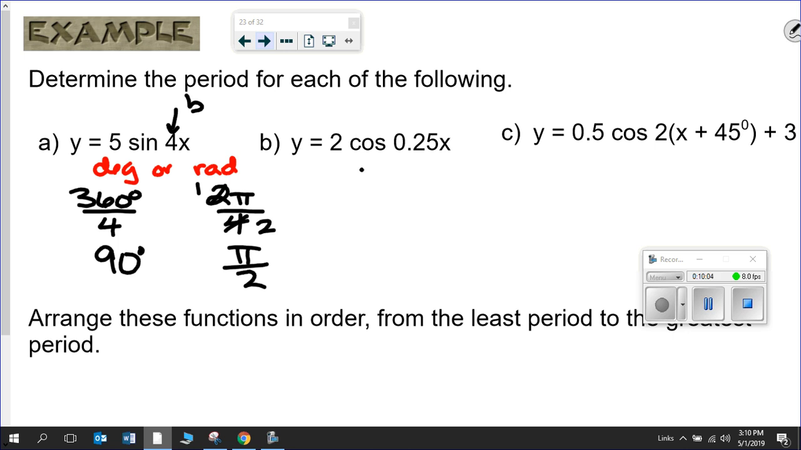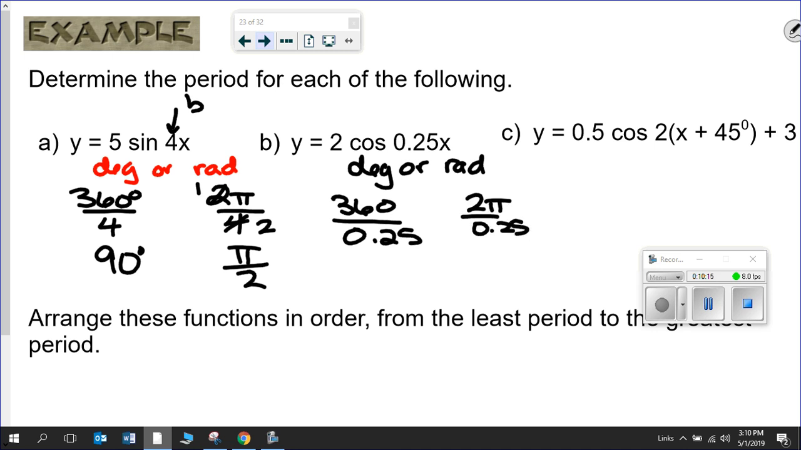Again, there's no brackets, so a degree or a radian. I'll show you both. You can decide which one you like better. 360 divided by 0.25 or 2 pi divided by 0.25. So when you divide that out, 360 divided by 0.25 is 1,440. 2 divided by 0.25, again, just leave the pi out there and just worry about the numbers. So 2 divided by 0.25 is 8, and keep the pi. Whichever one you like better.